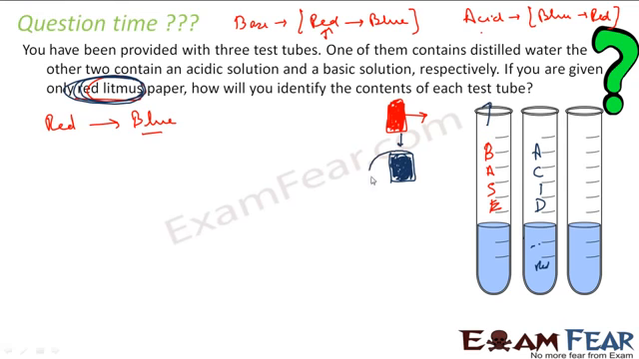Now since I have blue, blue will convert to red only in case of acid. So we'll dip this in both one by one, and we'll find that the one which converts the litmus paper into red is my acidic solution. So I found that here it converted into red, this is the acid, and the last remaining is the neutral.